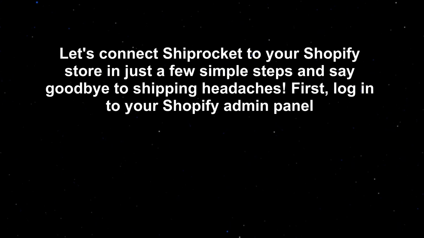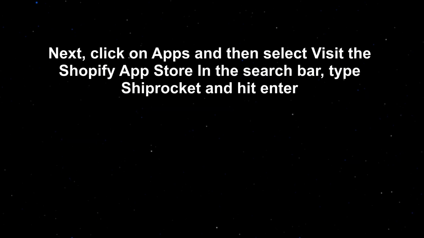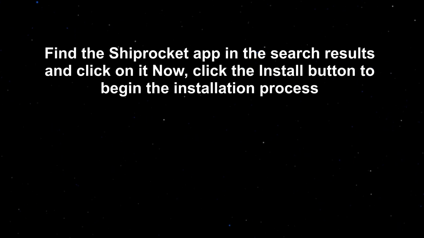First, log into your Shopify admin panel. Next, click on Apps and then select Visit the Shopify App Store. In the search bar, type Shiprocket and hit Enter. Find the Shiprocket app in the search results and click on it now.